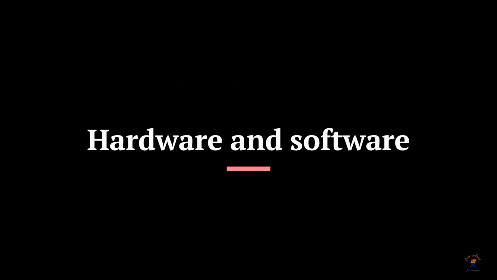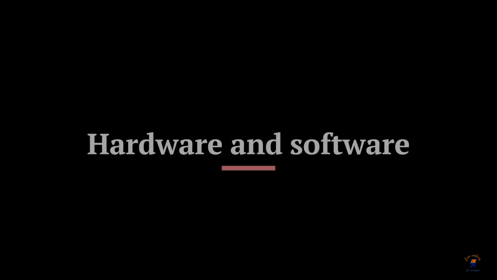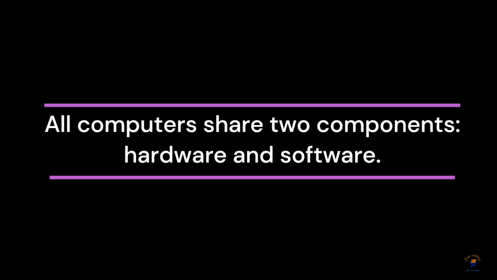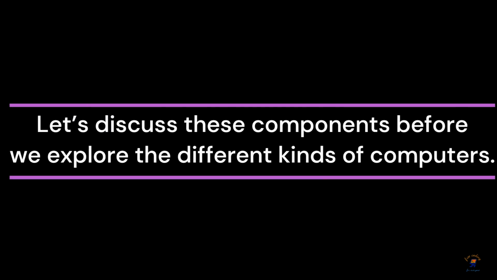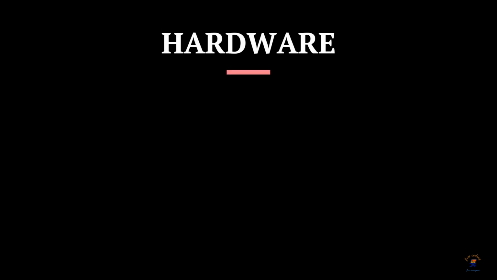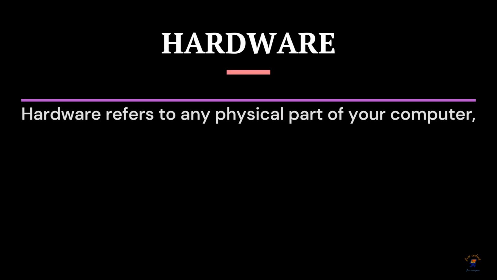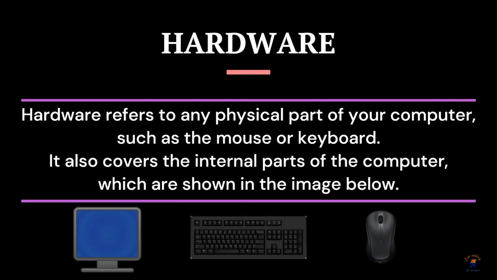Hardware and software. All computers share two components: hardware and software. Let's discuss these components before we explore the different kinds of computers. Hardware. Hardware refers to any physical part of your computer, such as the mouse or keyboard. It also covers the internal parts of the computer, which are shown in the image below.